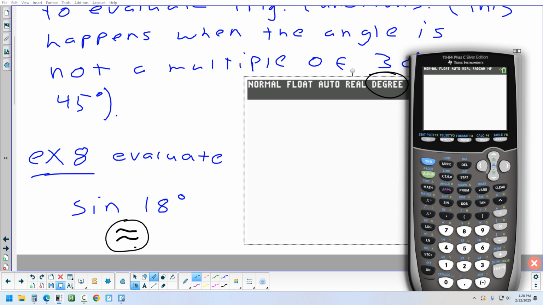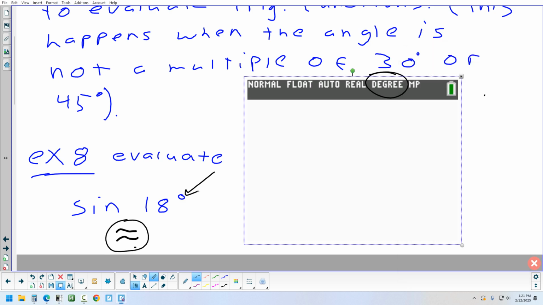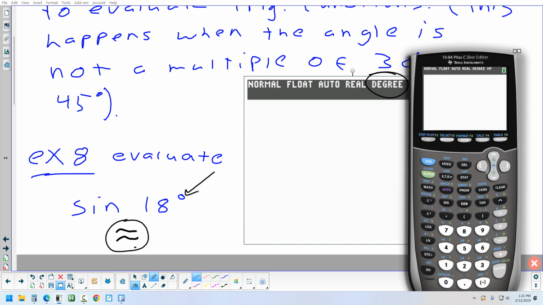All right, so I want to be in degrees. The directions in the problem are not going to say change your calculator to radians or degrees. You just have to look for that. If you see it, degrees. If you don't, radians. All right, and now we just type it in. So when you put that one in, you should get 0.309. You can try it. If you're not getting 0.309, something's wrong with your calculator, or you're not putting in the right number.